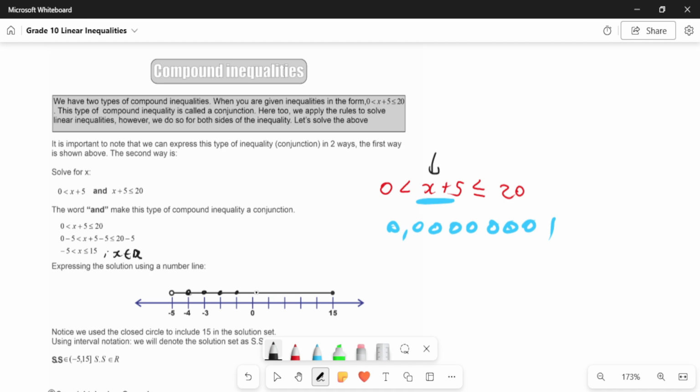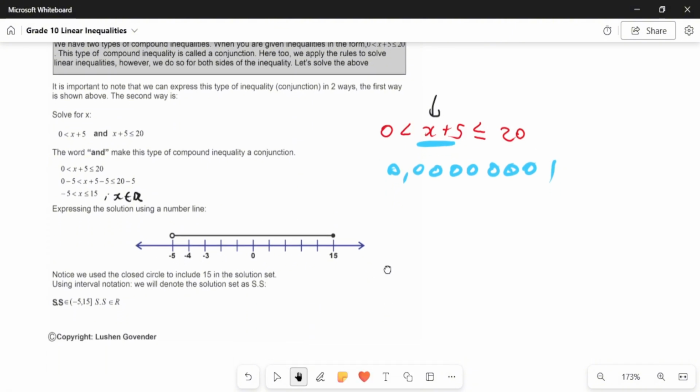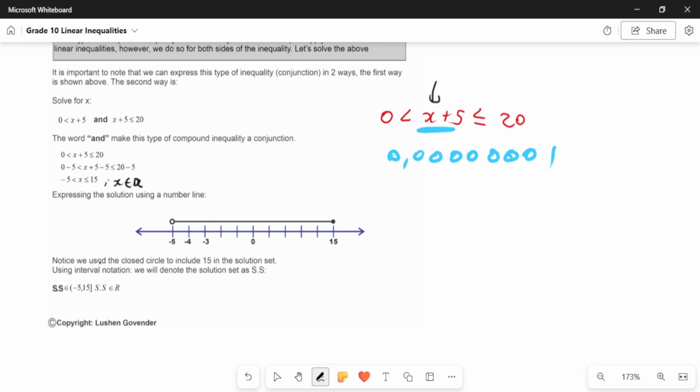But since all of these values in between these dots will make the statement true, we do not only use dots, we put a line to show that all of these values in between will satisfy that condition, right? And yeah, you can see here, notice we use the closed circle to include the 15 in the solution set. Using interval notation, we will denote the solution set as SS. So SS is the element of the set minus 5 to 15, excluding minus 5, including 15, and the solution set is the element of real. Very, very important stuff here, right?